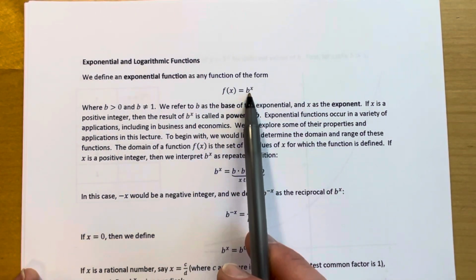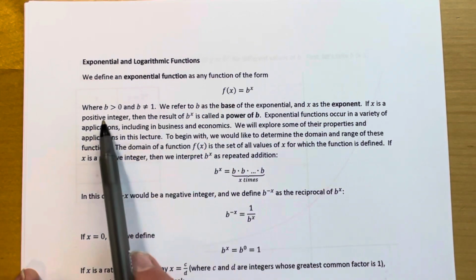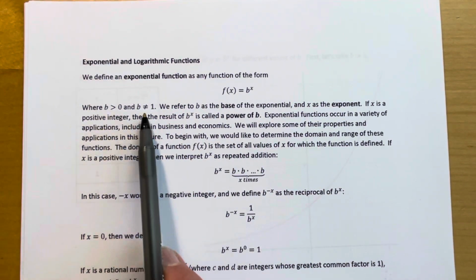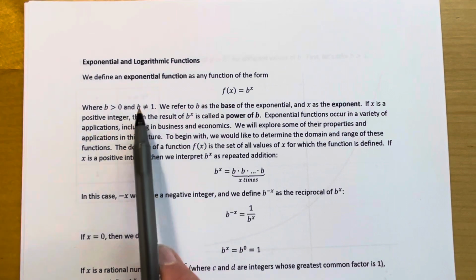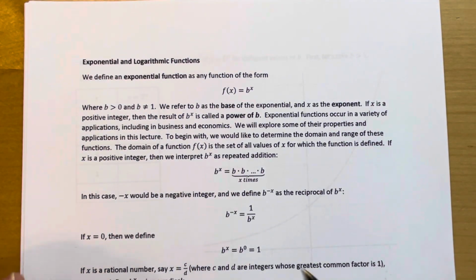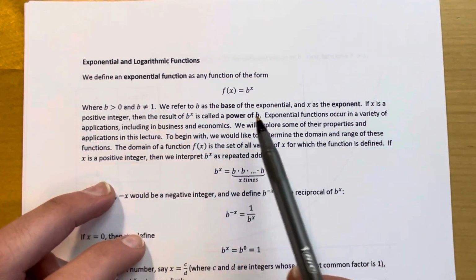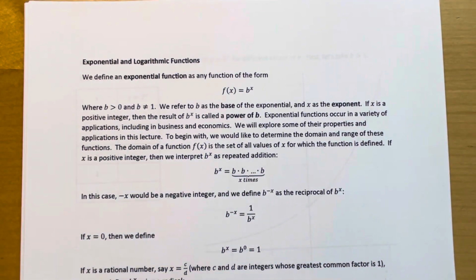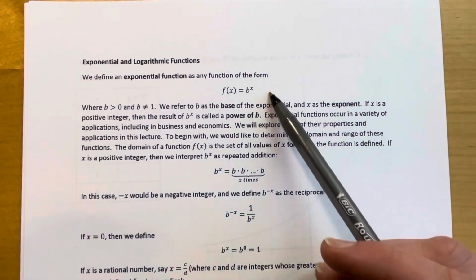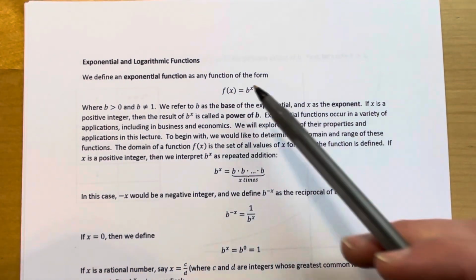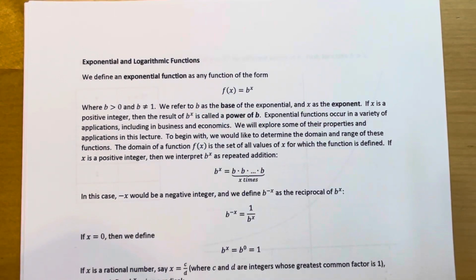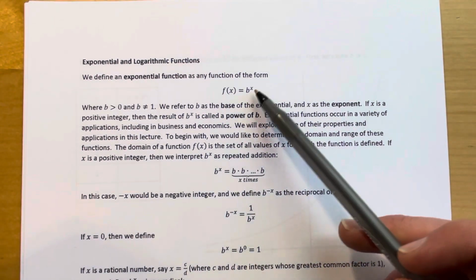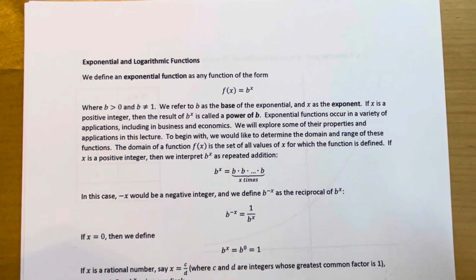Furthermore, there's a restriction that we put on this constant b here. It has to be positive, and we're going to assume that it's not equal to 1. There's a few reasons for why that's the case. First of all, these exponents up here can represent radicals depending on what x is equal to. For example, if I put a 1/2 in there for x, that means the square root of b. That's the literal interpretation of it.